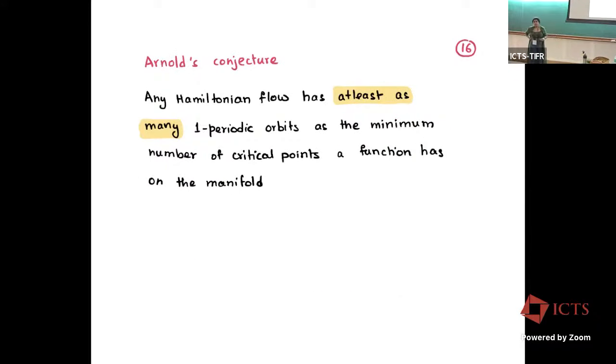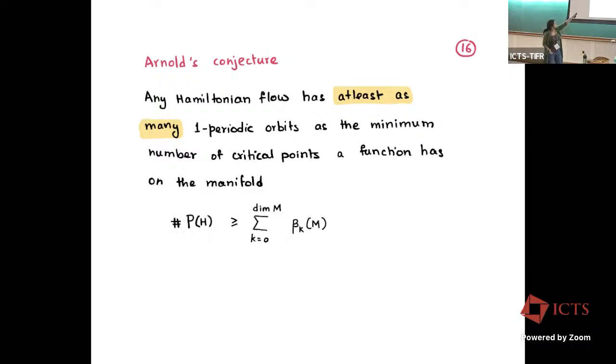There's this thing called Arnold's conjecture, which was a conjecture he wrote down slowly over the 60s. It's hard to make a question precise, right? So the claim is any Hamiltonian flow has at least as many one-periodic orbits as the minimum number of critical points a function needs to have on the manifold. Sort of a vague statement, but it's trying to classify the minimum number of periodic orbits. Before I was saying there's one, then how many are there? So this is giving you a lower bound.